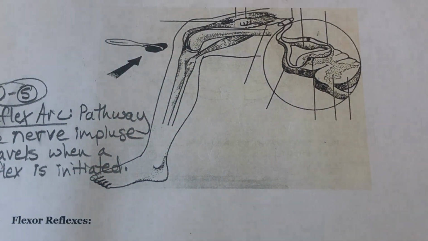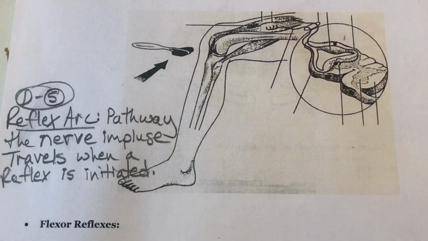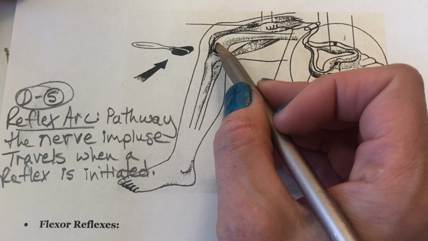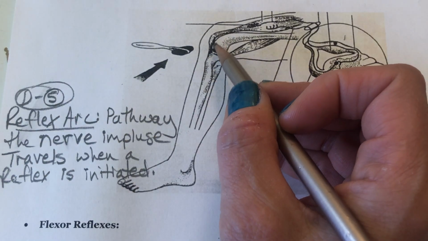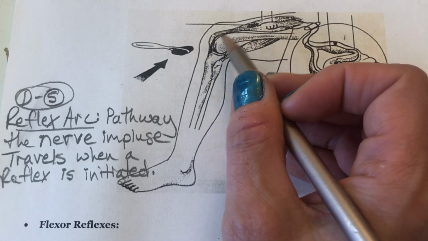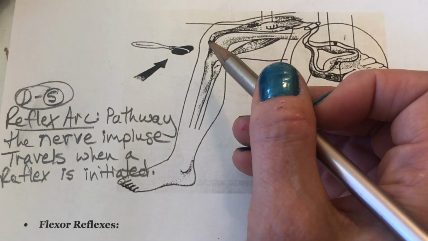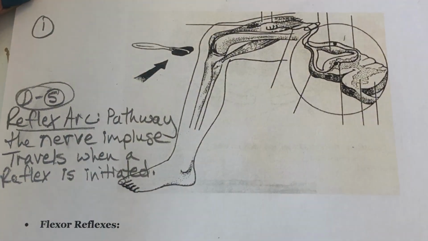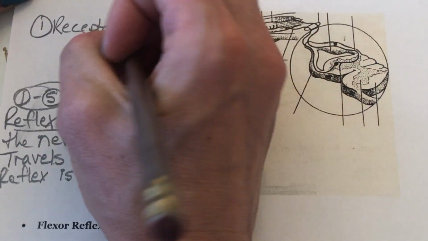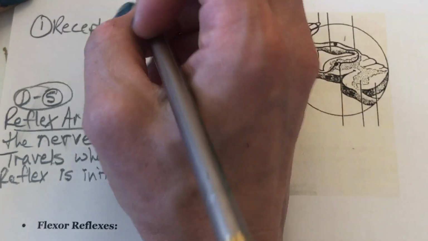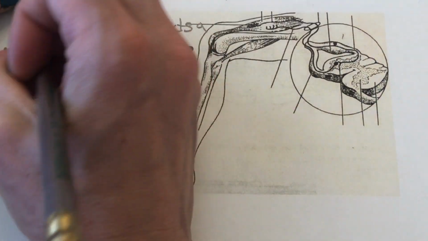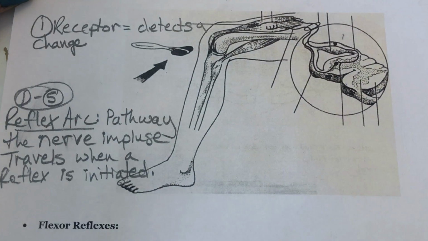In this case, the stimulus is on purpose, and it's a doctor with one of those little hammers. What's going to happen is it's going to whack in between the patella and tibia, and it's going to stretch the muscle via the patellar ligament, I'm assuming. So number one, there are receptors in every muscle that I know of. The receptor's going to detect a change and generate an impulse.